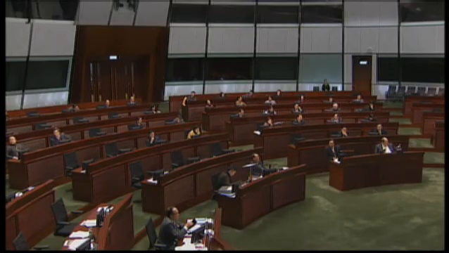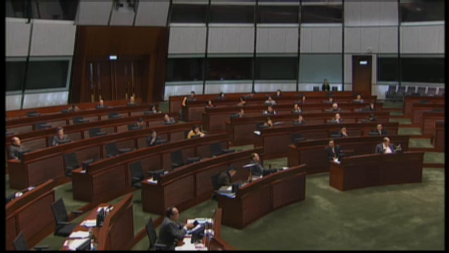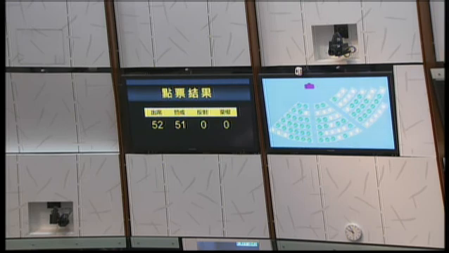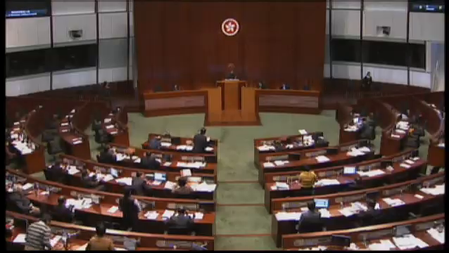Voting begins. Please check your votes. If there are no questions, voting is closed. The results are displayed. Voting results: 52 present, 51 for, no against, no abstention. The question is agreed by a majority of the members present. I declare the motion passed. I adjourn the meeting till 9 a.m. tomorrow.